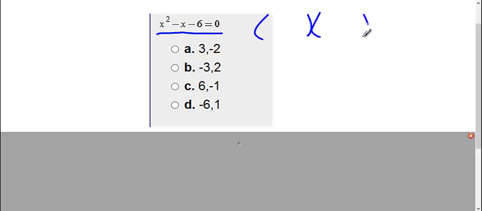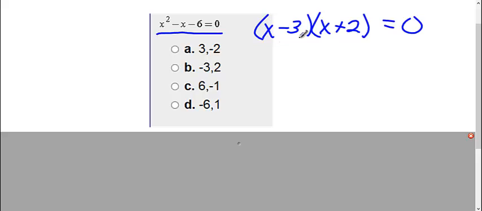In this one, I don't have to do the pyramid. I only have just an x squared. I don't have anything in front of it. So I'm going to factor this down, x and x. Then I ask myself, what times what gives me negative 6 that adds up to negative 1? A negative 3 and a positive 2.